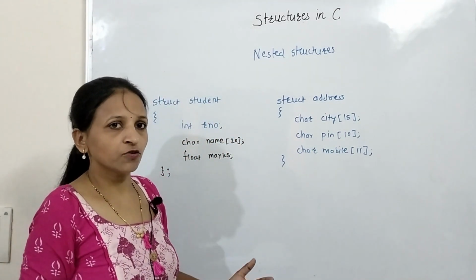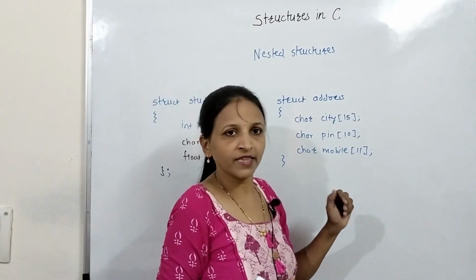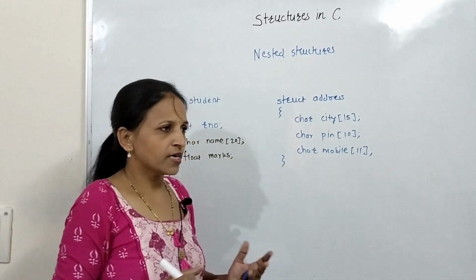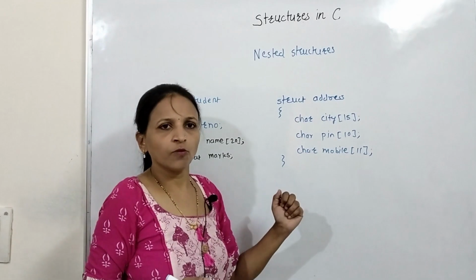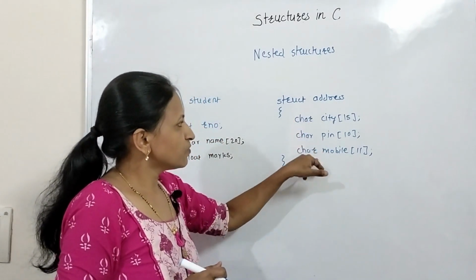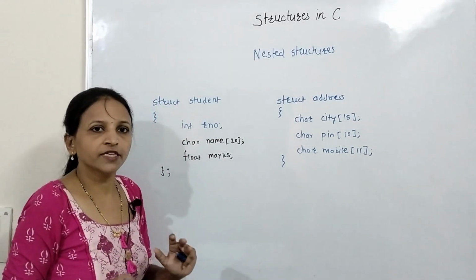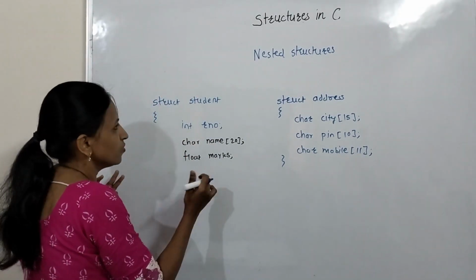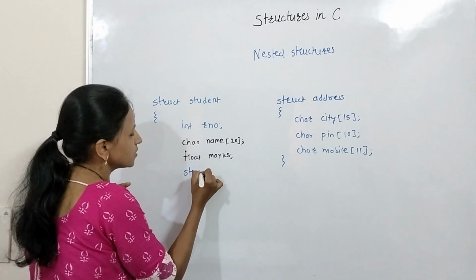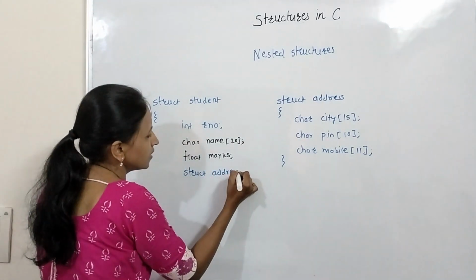Any mathematical calculation we are not doing with this pin or mobile, so we can just declare them as a character array, pin and mobile. Now see, our address will be like this. Now here I want to store the address of that student, then I can write like this. Here one variable like struct address A.